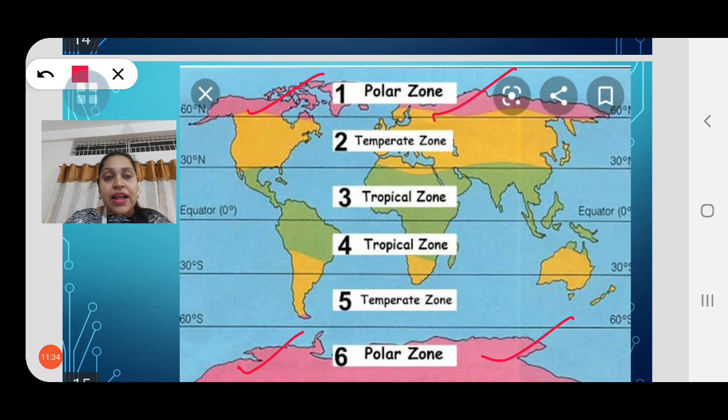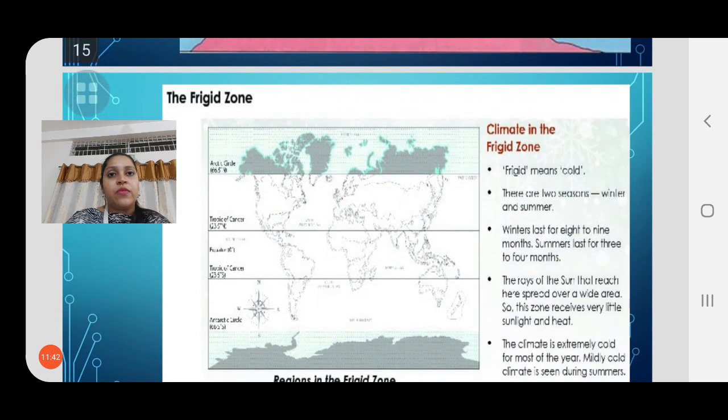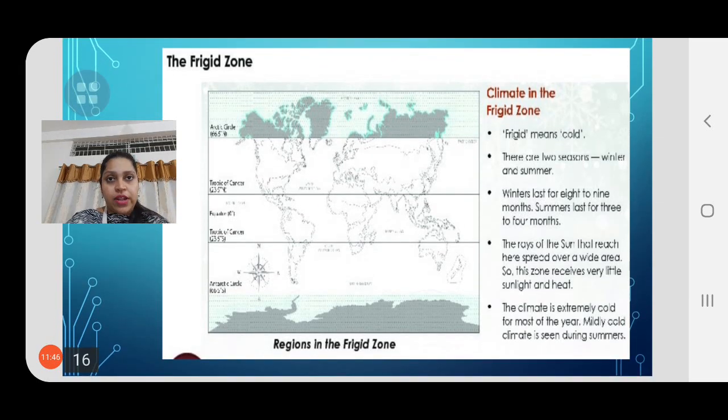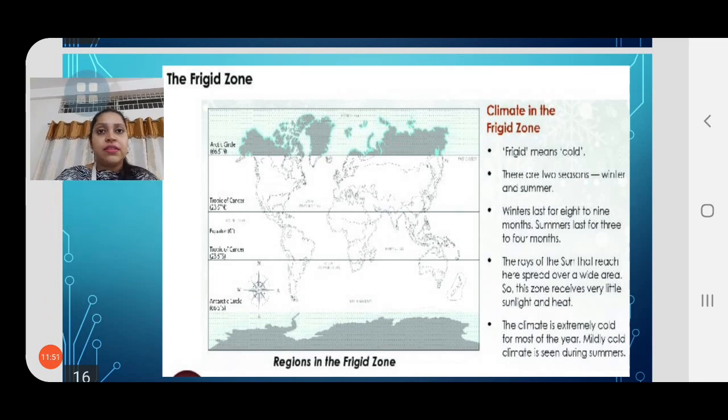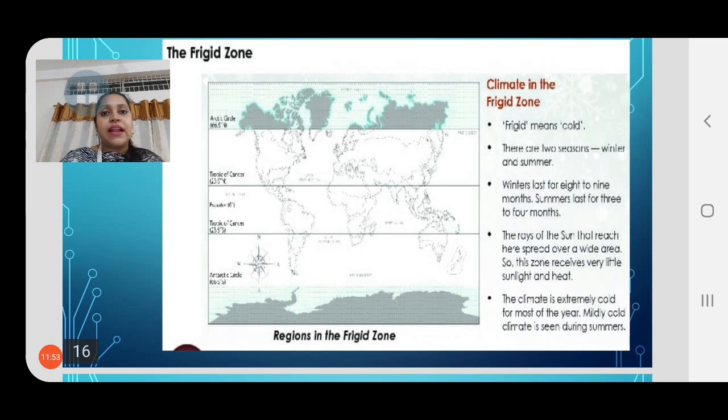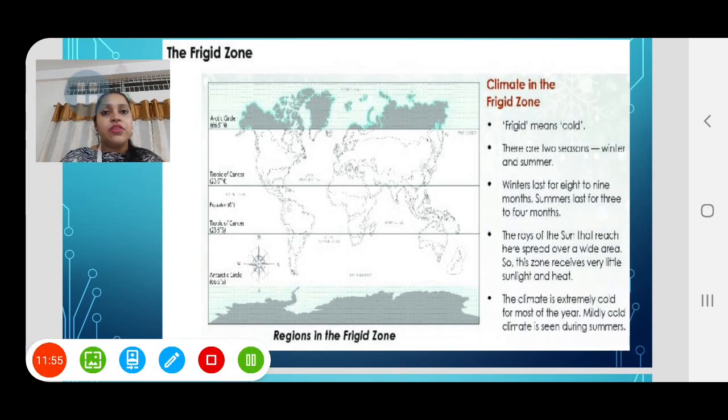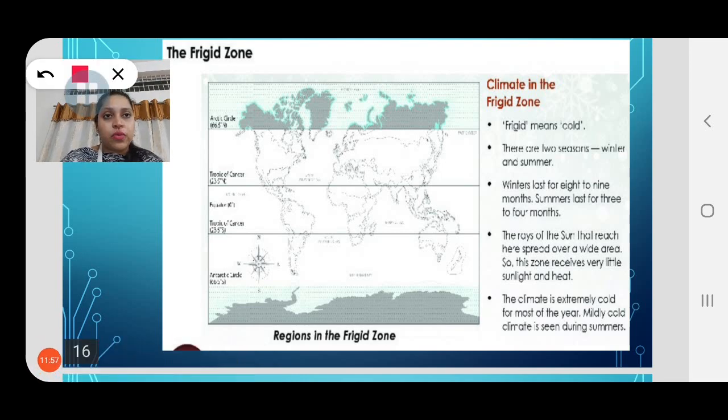Now let's see what the various characteristics of the climate in the frigid zone are. Turn to this page of the frigid zone so that it becomes easier for you to understand. Let's see what the climate of the frigid zone is. In the book also you can see a picture is shown. So, climate in the frigid zone.